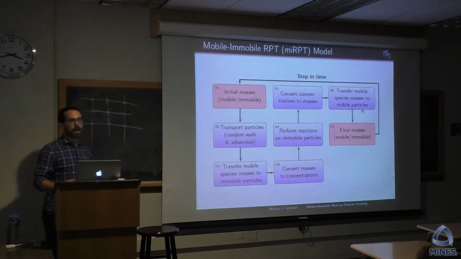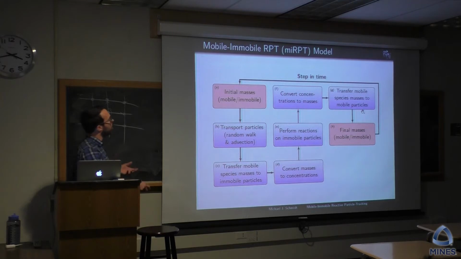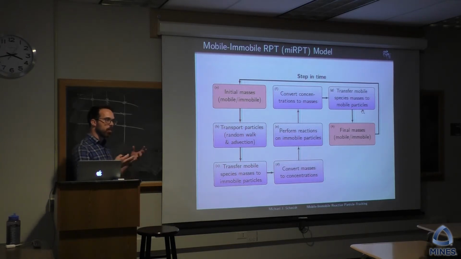So, now what I've been working on here is this mobile-immobile reactive particle tracking model. There's a few more steps you'll see in here. We start with initial masses on our mobile-immobile sets of particles, two separate sets. Transport the particles in the same way, the mobile ones, obviously. Then we transfer all the mobile masses on these mobile particles to the immobile particles, so all of the chemicals are together to be balanced.